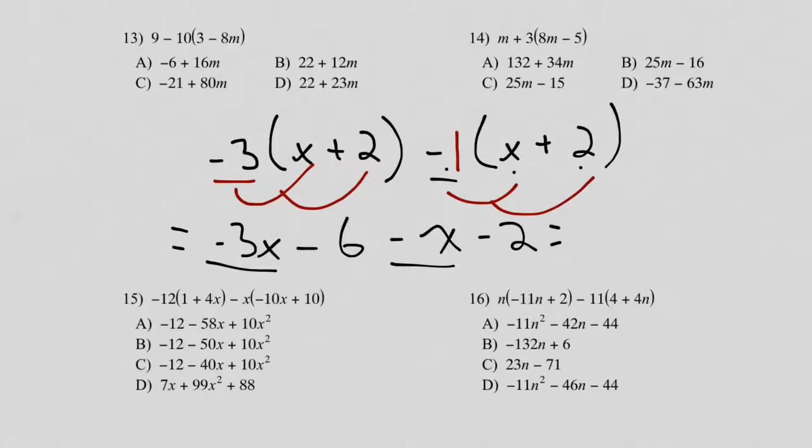We now have a couple of like terms to combine. Negative 3 of x minus another negative 1 of x makes minus 4x. And what else do we have? The minus 6 and the minus 2 combine to be minus 8. So there we go. We've got minus 4x minus 8 as the final result.